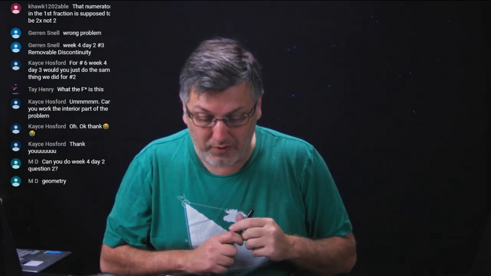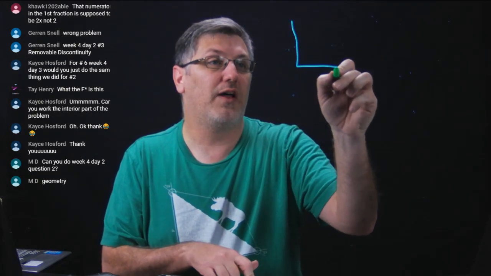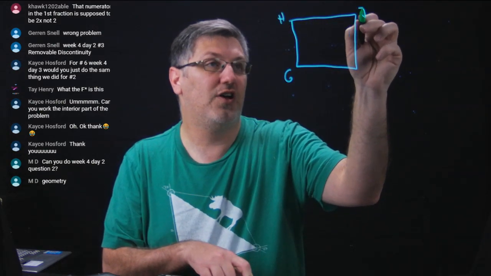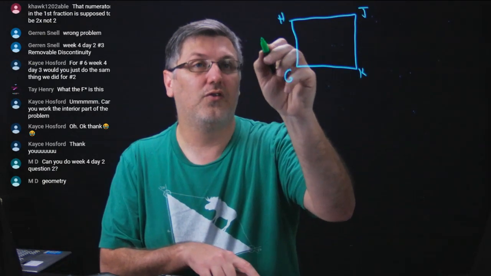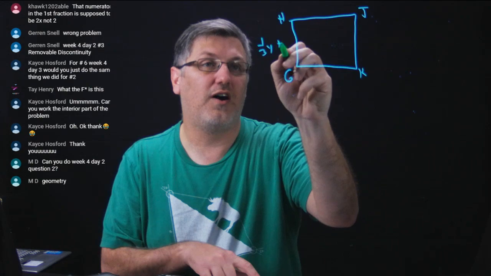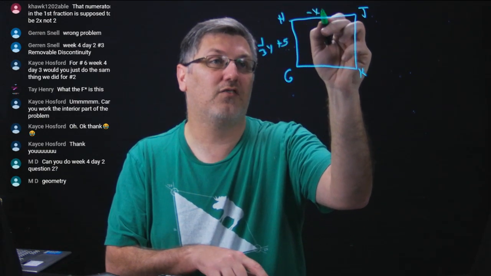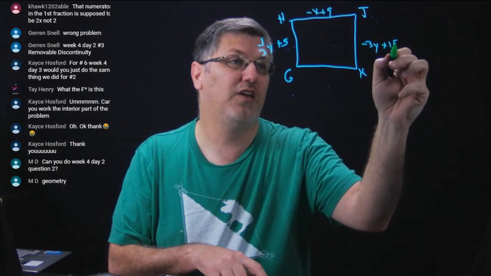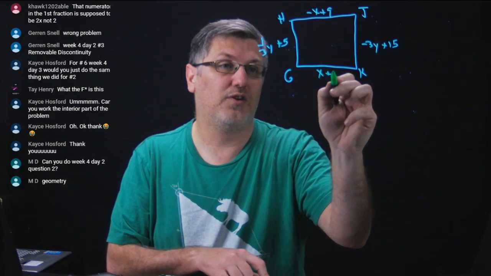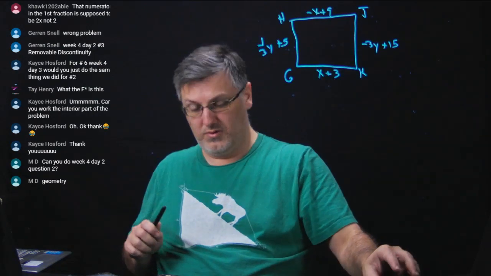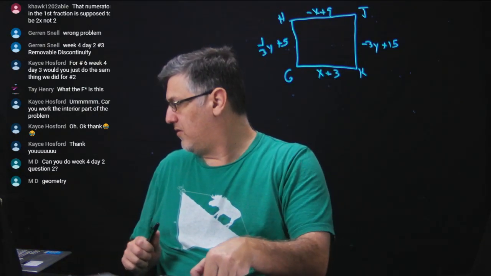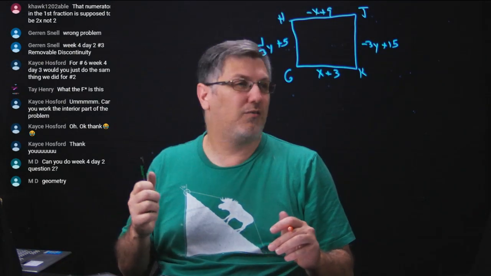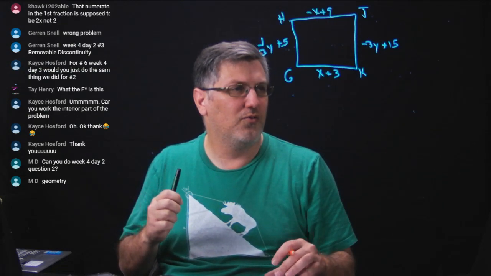Alrighty. So this one right here, you're given a quadrilateral. And then this is G, H, J, and K. This side is 1/3 y plus 5. This is negative x plus 9. This is negative 3y plus 15. And then this is x plus 3. Okay. So MD, is this the problem you want? Pretty sure it is. This is week 4, day 2, number 2.